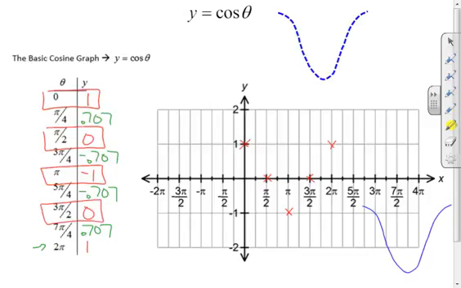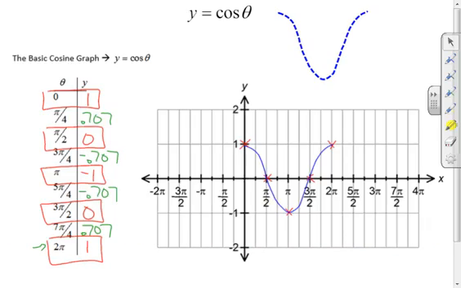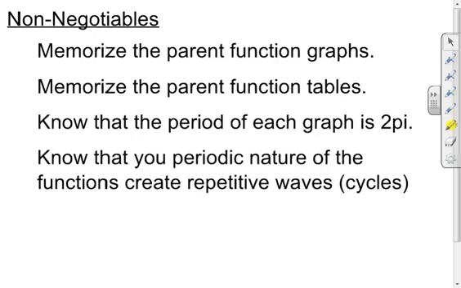Okay? So that means you want to be really familiar with these red points and sort of visualize the green points. Okay? So that is where you are. Knowing that the parent graph is these red points and then connected by the nice contour of that blue graph. Okay? Well, that takes us to this last thing to sort of close this idea out. What are the non-negotiables you need to take away from this for when we talk about these parent functions?